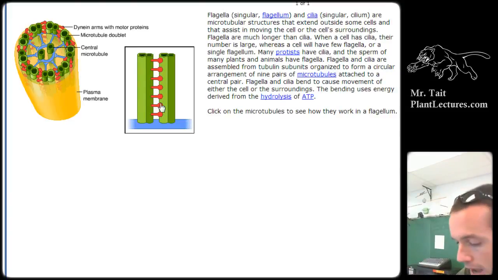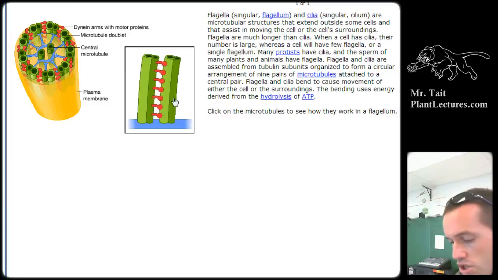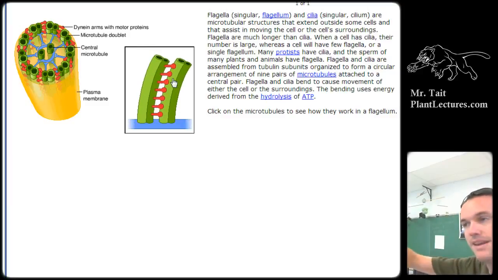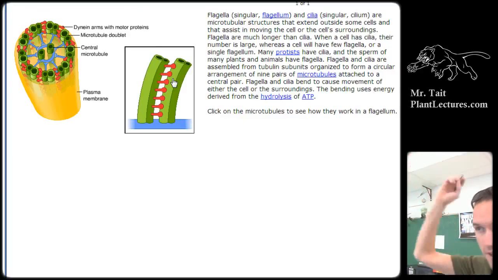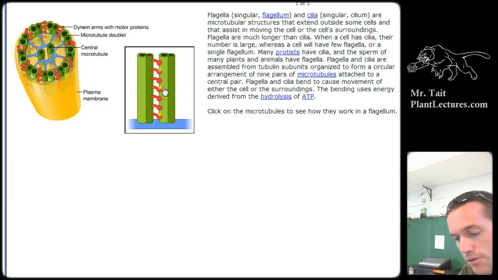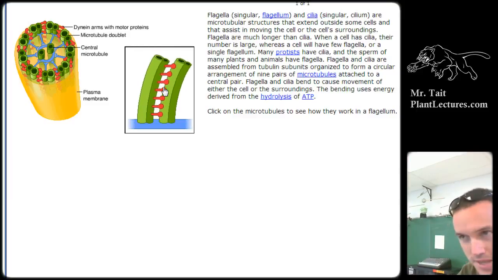So if you look here at these motor proteins, right, what happens is you phosphorylate them. When you phosphorylate them, they change their shape, and that allows them to bend and attach to a different spot. And then when they go back to their non-phosphorylated shape, that allows them to shift where they're attached to the next microtubule. Does that make sense? Everybody see that? What's up, George?